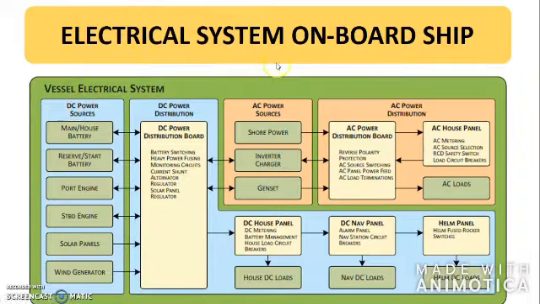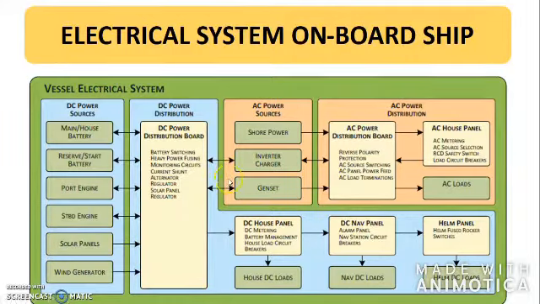The figure shows the electrical system on board the ship, which is a summary of the electrical system. We have DC power source, DC power distribution, AC power source, and AC power distribution. This block diagram shows the functional components of the electrical system of a cruising vessel. The system is equipped with house and starter batteries, AC generator, solar, inverter charger, engine charging and others.